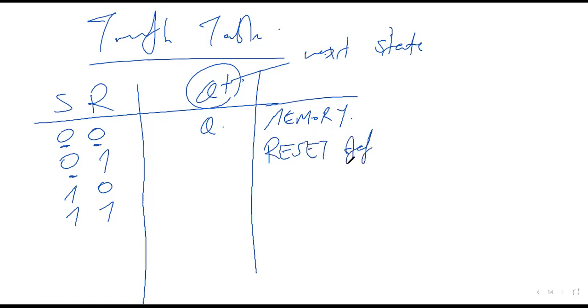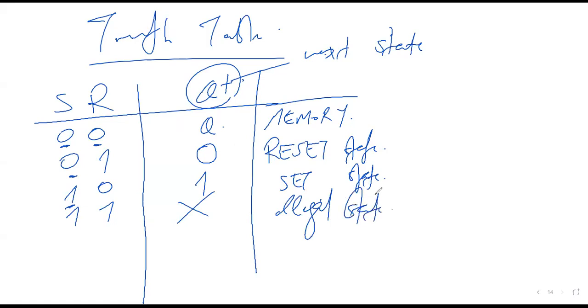If our S is equal to 0 and R is 1, we call this the reset state. Whatever the input is, the next state will be 0 because of this reset state. When S is equal to 1, we have the set state. Whatever the input is, your sequential circuit will be set, the output will be 1. And for this state, this is an illegal state. It doesn't happen in an SR latch.